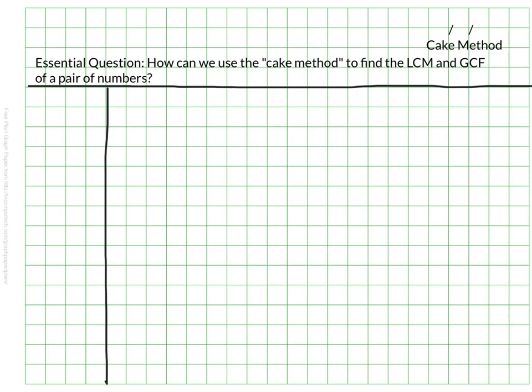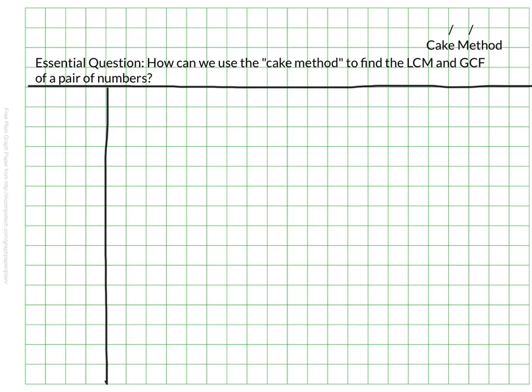This video is going to cover a shortcut for finding the least common multiples and the greatest common factors in a strategy I call the cake method. Let's be sure to put our date and topic at the top of the page. The essential question for this video is how can we use the cake method to find the least common multiple and GCF of a pair of numbers?